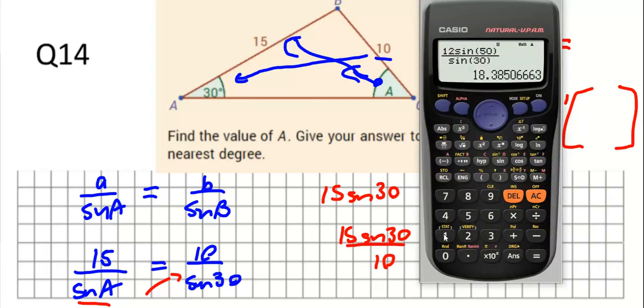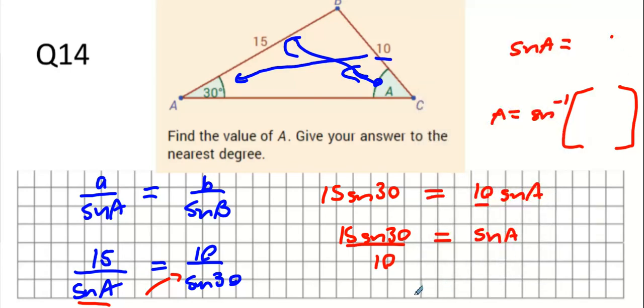Let's find out what that is. 15 sine 30 all over 10, 3/4. So sine A equals 3/4. This brings you up here. To separate sine and A, we use a button called sine inverse.